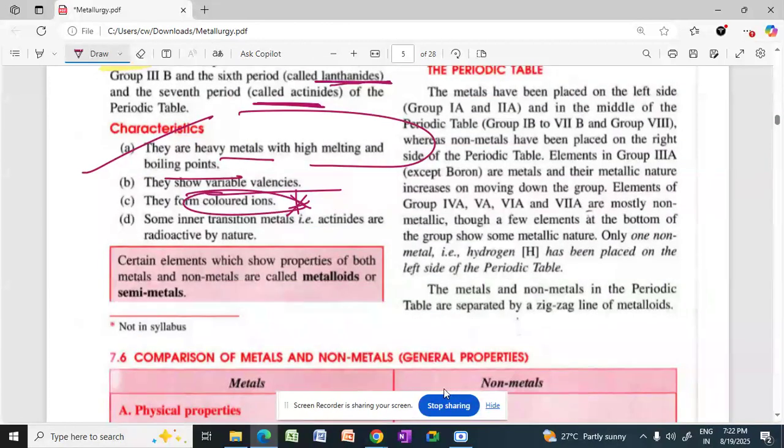Next, this is also important: what are metalloids or semi-metals? Certain elements which show properties of both metals and non-metals are called semi-metals, or these are also called metalloids.